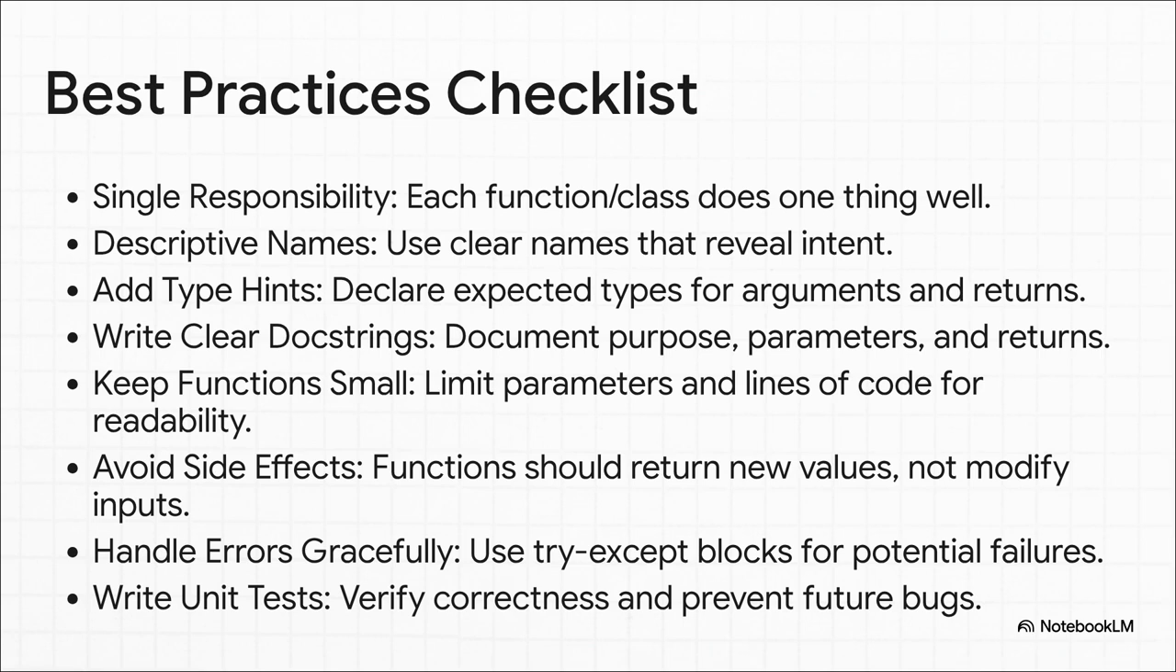Like the single responsibility principle, it just means that each piece of your code does one thing and does it well, which makes it way easier to debug. Descriptive names, type hints, and clear doc strings, they're not just for you, they're a gift to your teammates and your future self. Handling errors gracefully is what lets a service run for months instead of crashing at 3 in the morning. And last but not least, unit tests. These are your non-negotiable safety net. They prove your logic works today and, even more importantly, they stop it from breaking 6 months from now.